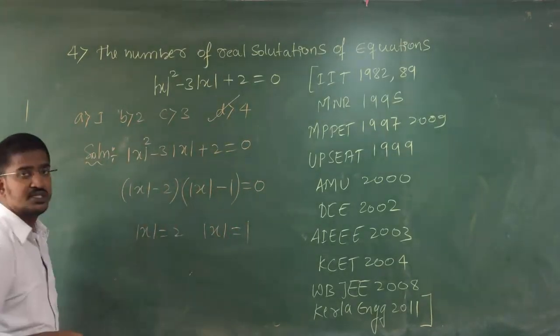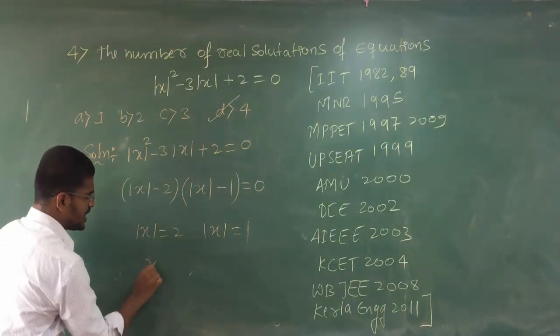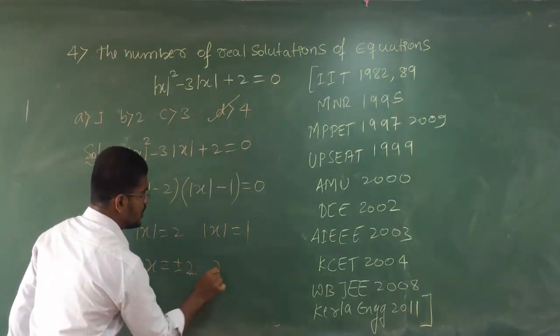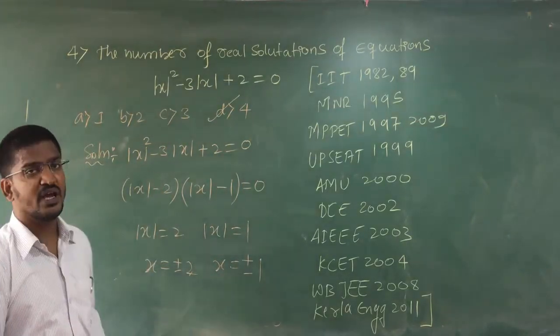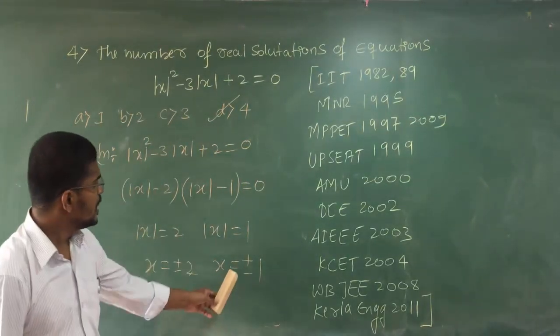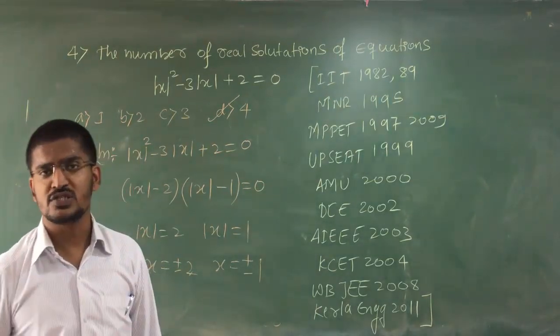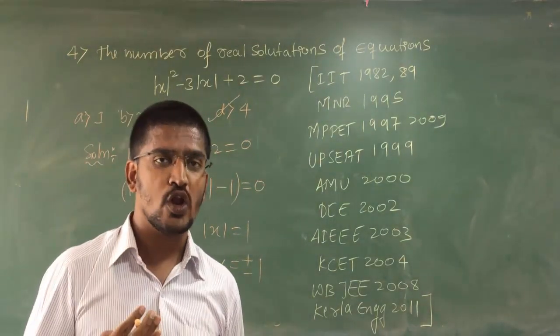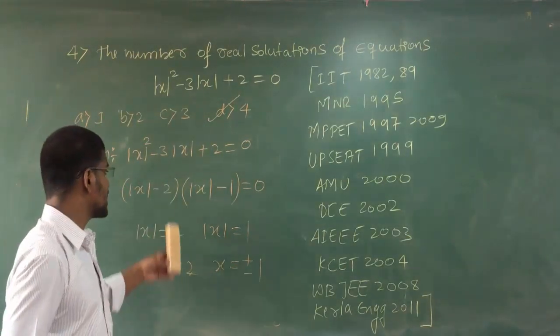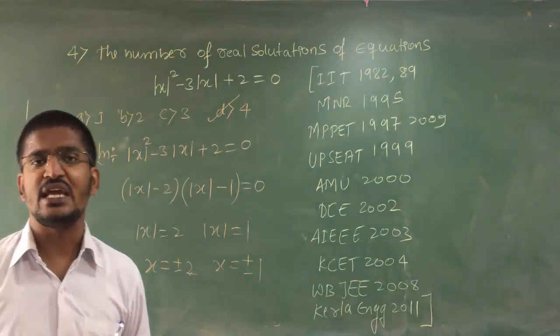If you resolve this and remove the mod, x will be plus or minus 2, and x will be plus or minus 1. So here plus or minus 2 gives 2 solutions, and here plus or minus 1 again gives 2 solutions. So the total number of solutions is 4. Clear? This is the second way of solving very quickly.